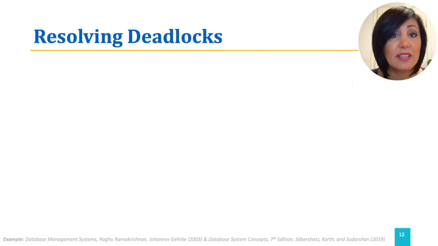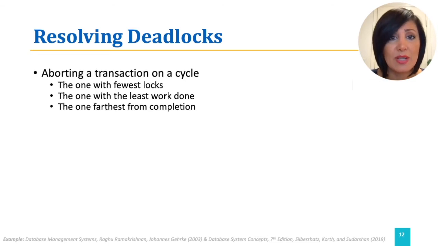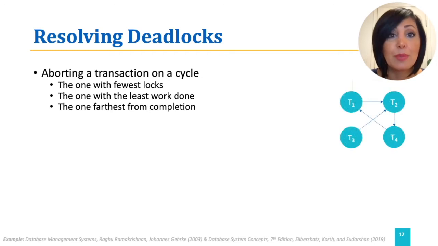Now that we detected the deadlocks using wait for graphs, how do we resolve them? Resolving a deadlock can happen by aborting a transaction within the cycle causing the deadlock. For example, aborting any of the T1, T2, or T4 in the wait for graph here can break the cycle in the graph and resolve the deadlock. However, we need a criteria for choosing that transaction to abort. That criteria is usually picked in a way for the abort to have the minimum possible impact on the performance of our database management system.